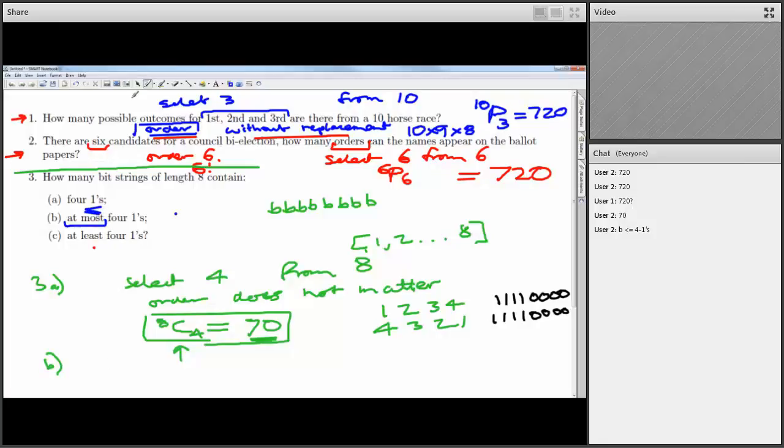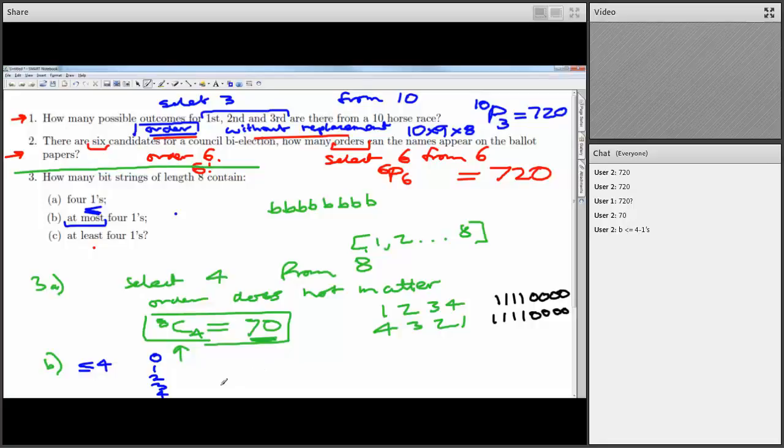And so, as you correctly said, for 3B we want less than or equal to 4 ones. And so you think through the options. You're either going to have 0 or 1 or 2 or 3 or 4. So they're my different choices, all the different numbers of ones I can perhaps have.